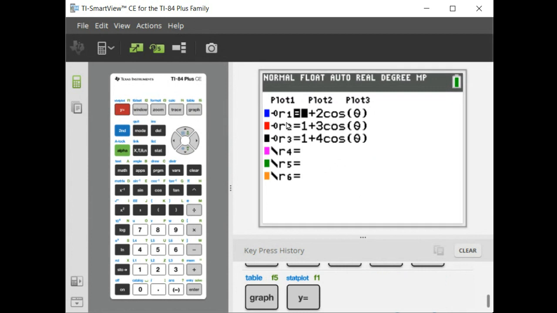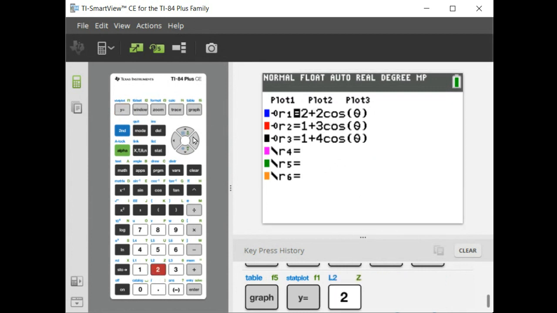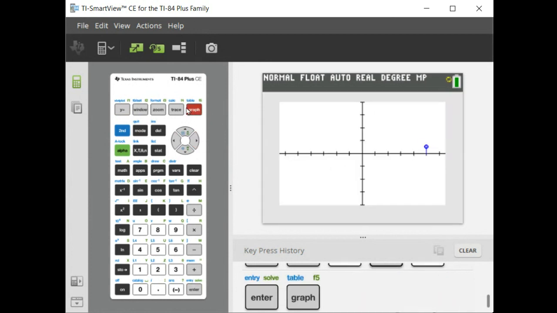Now, if I change that to 2 or 3, let's see what happens. I hope you're writing this down. I'll review everything here.